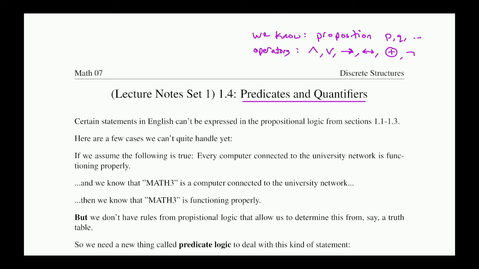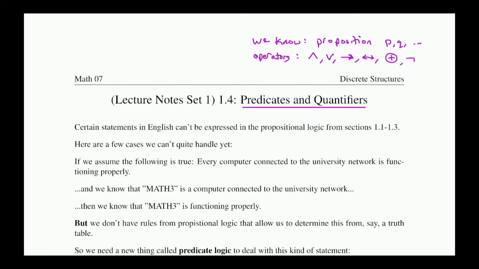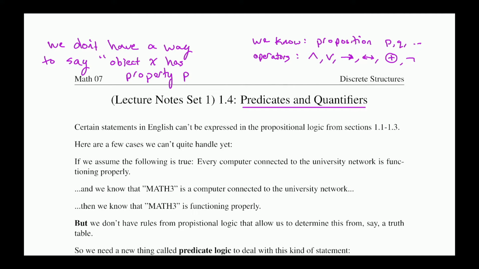But we can't do everything we need to do with just that. Now, the reason for that is we don't have a way to say that a subject has a property. Okay, that's something that we haven't dealt with yet. We don't have a way to say, like, object X has property P. We don't have a way to say that yet.